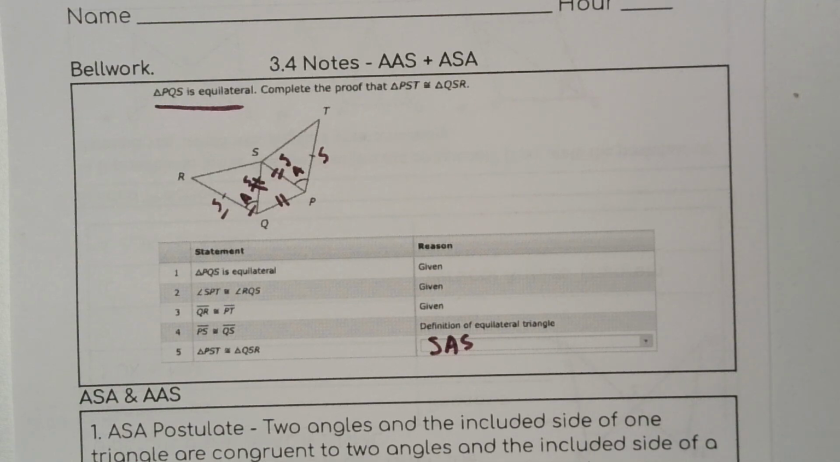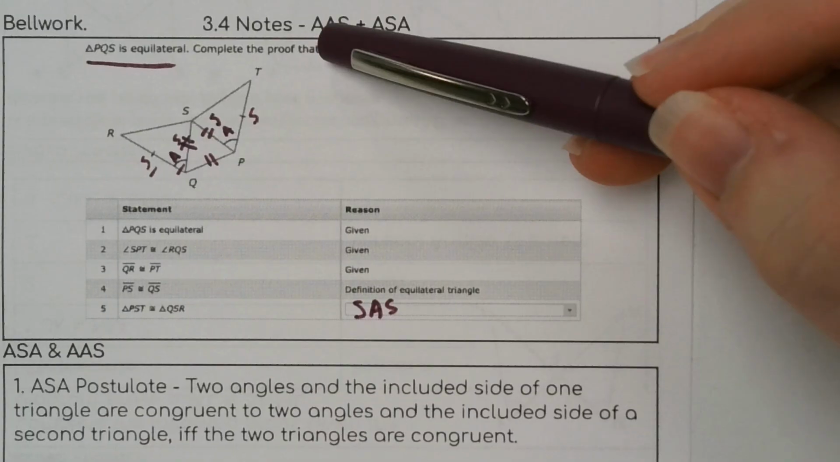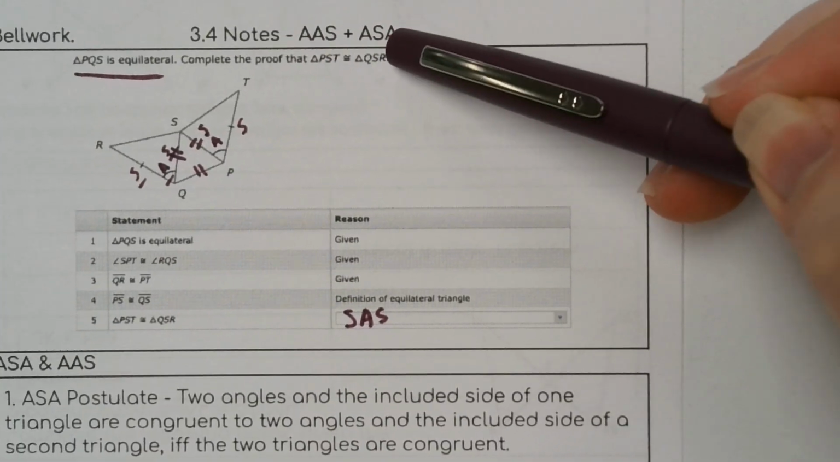Okay. So today we're doing 3.4, which is a backtrack from yesterday, right? Yesterday we did 3.5, which was HL. Today we're doing AAS and ASA.